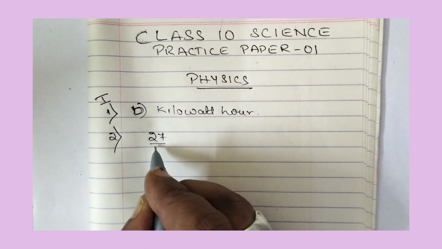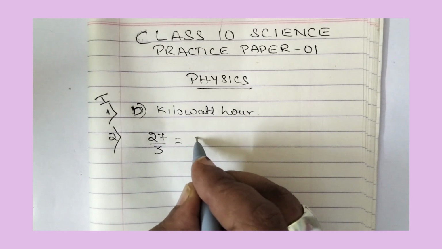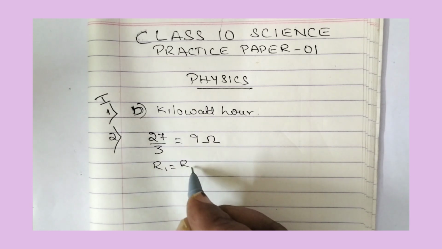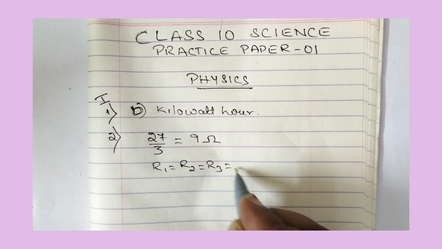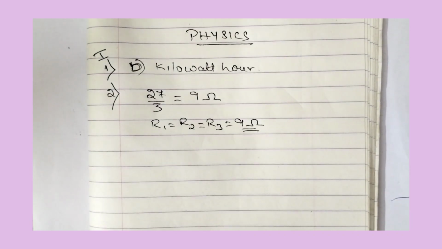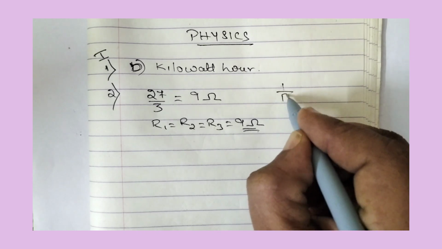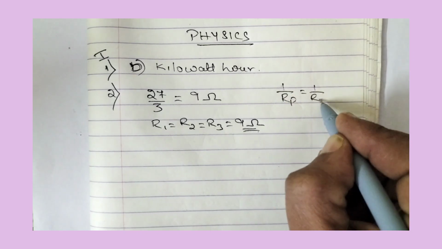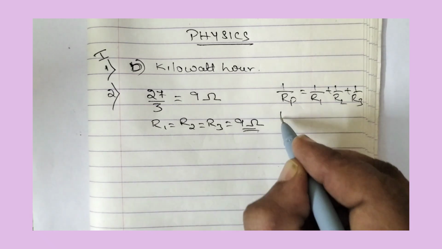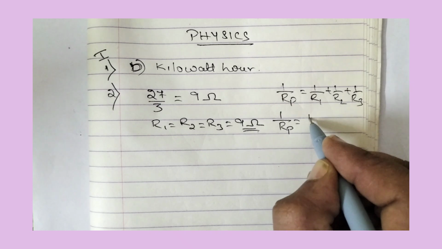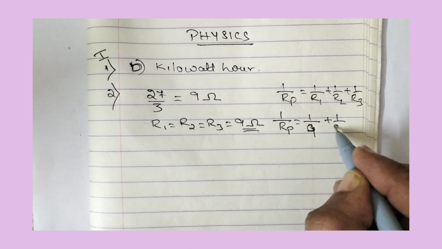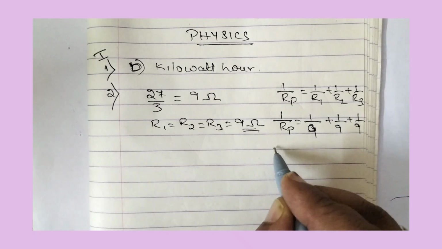27 ohm resistance is there. If this conductor is cut into 3 equal parts, what is the resistance of each part? That is R1, R2 and R3. Each part will have a resistance of 9 ohm, and all these three are connected in parallel. So 1 over Rp is equal to 1 over R1 plus 1 over R2 plus 1 over R3. So 1 over Rp is equal to 1 over 9 plus 1 over 9 plus 1 over 9.